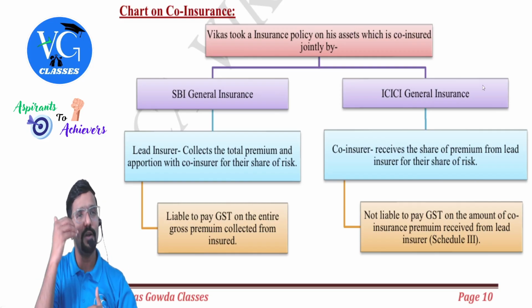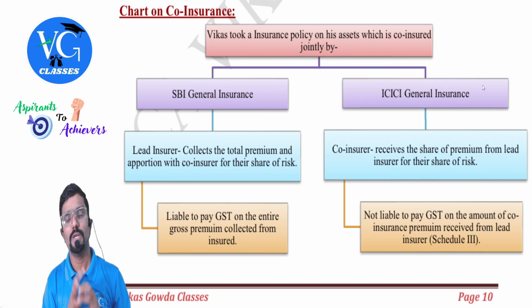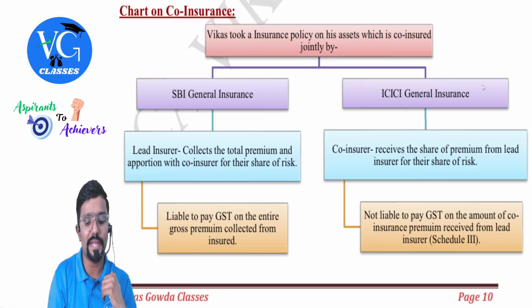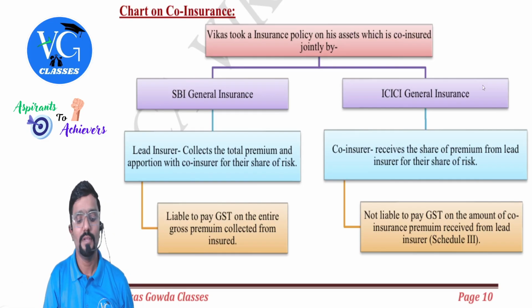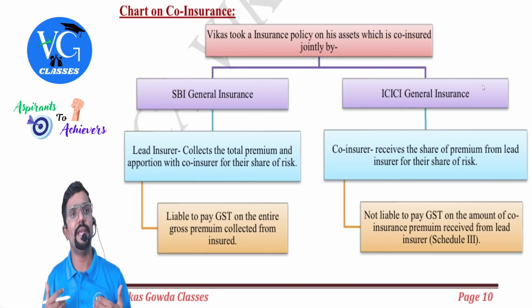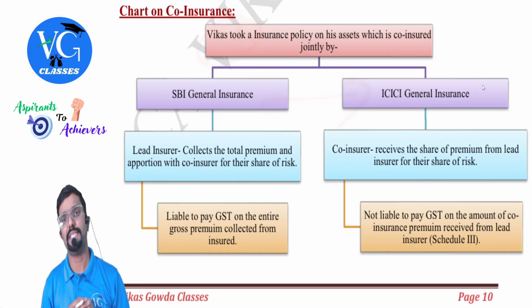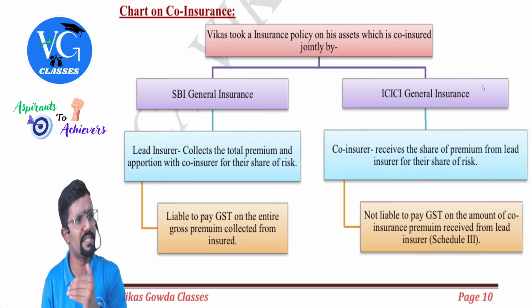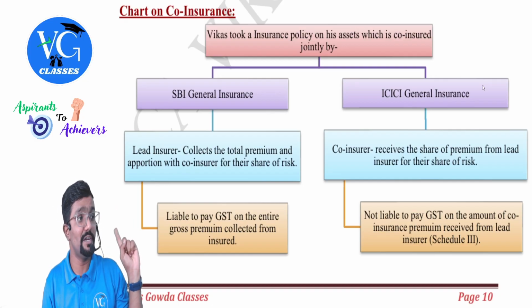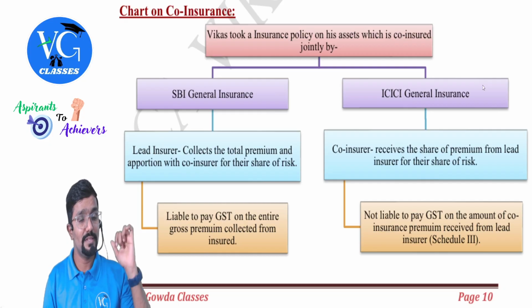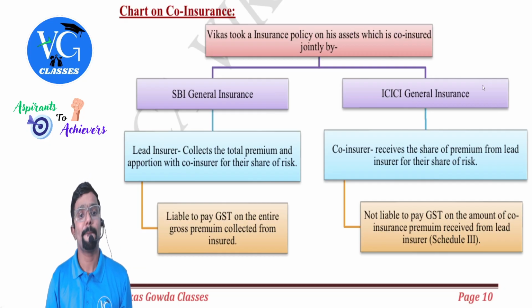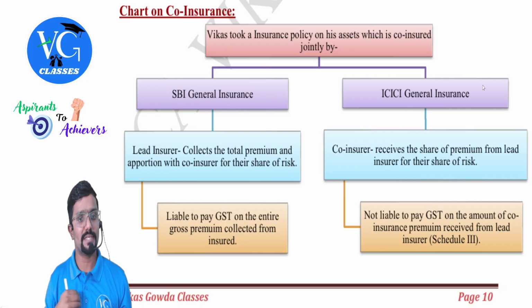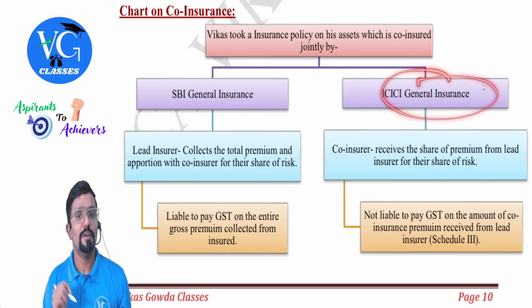But anything I want to communicate, I cannot communicate with both. So now one person will take a lead. In my example, I am considering SBI as the lead insurer. So anything, they will deal with me and communicate it to ICICI. Now who is the lead insurer? I have given it here in very simple terms, because if we read what is given in the law, it will confuse you. Let us understand simply here, then we will go and read there. Lead insurer means what? In my example, SBI collects the total premium from Vikas and apportions with whom? Co-insurer, for their share of risk.